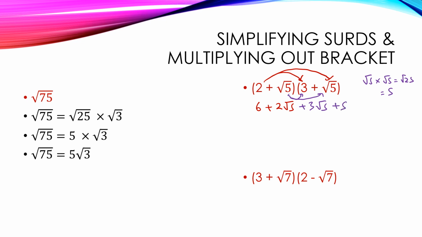If we then add all these together, you've got the 6 and the 5 together. So that will give us 11. And then if we just add the other numbers together, 2 square root of 5 plus 3 square root of 5.